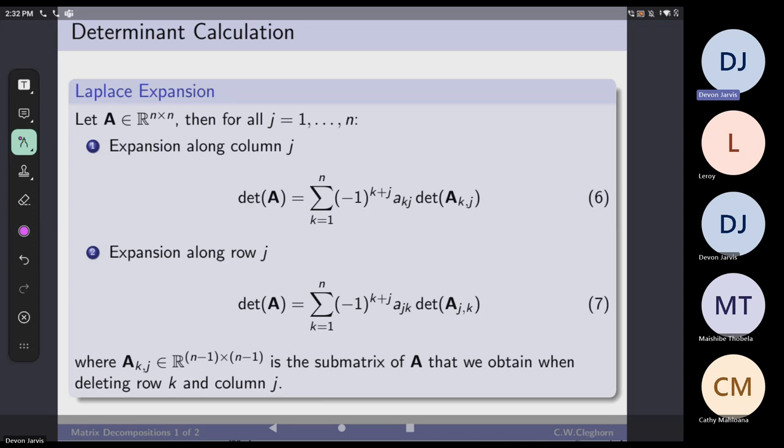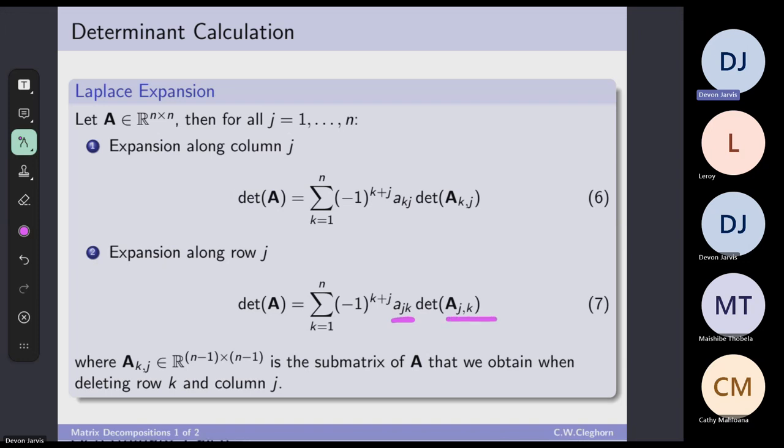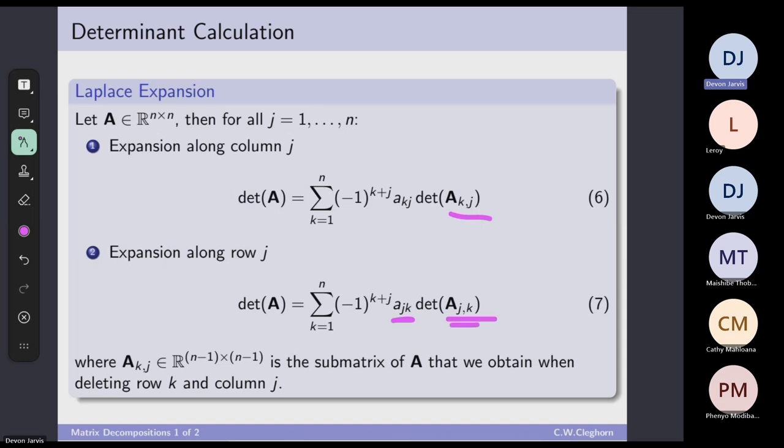And just to mention, I don't love the notation that they used here because they are transposing. What they've done here is you can see they've swapped KJ and JK. So what they've actually done is transpose your matrix and then use the exact same equation over. So they're still expanding along the column, just the column of A transpose, which is the same as expanding along the row. But if you are trying to read the notation literally, that's actually what they've done.